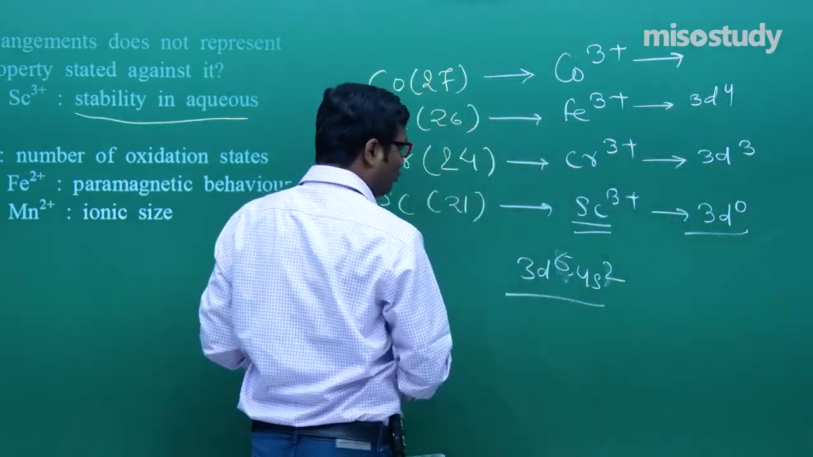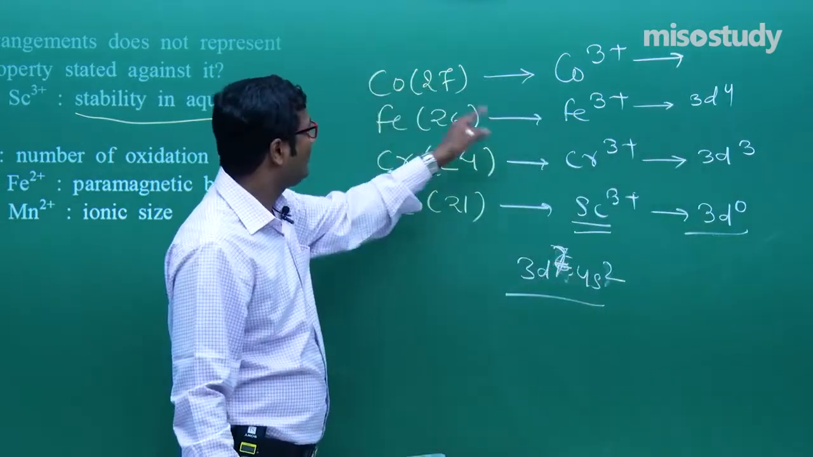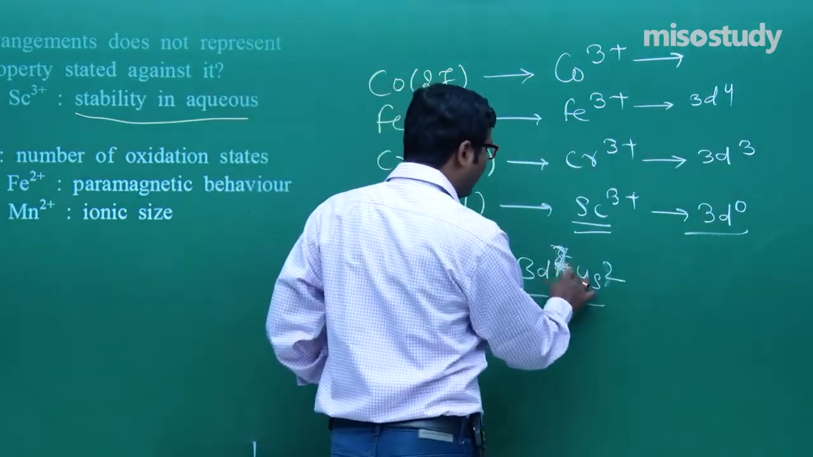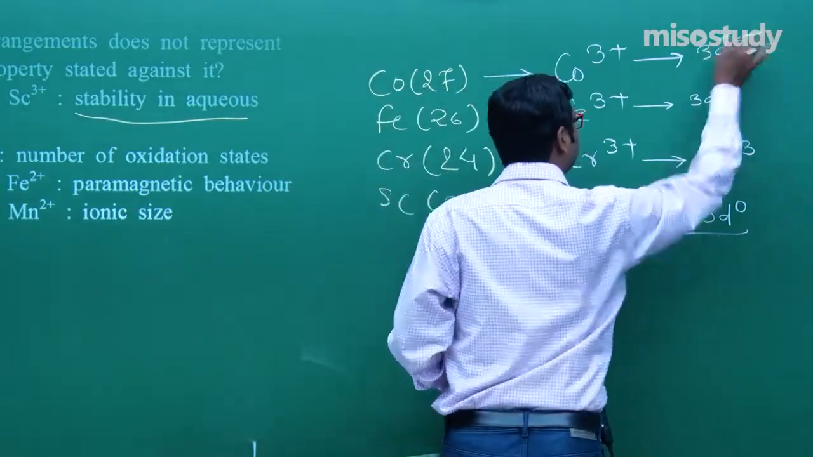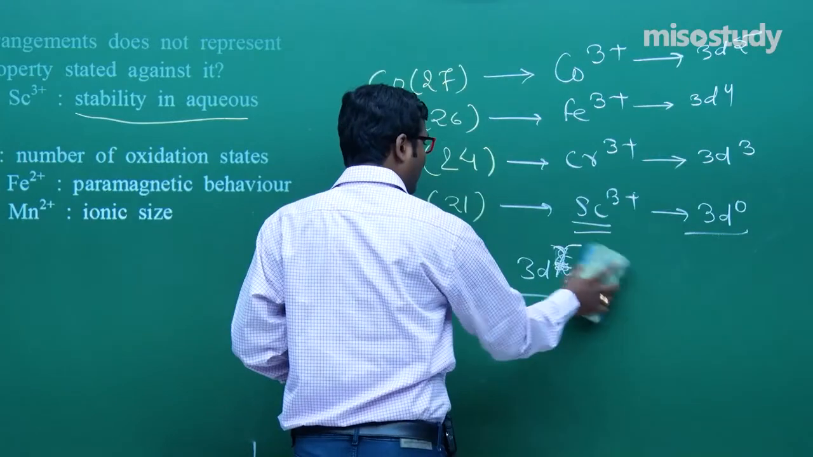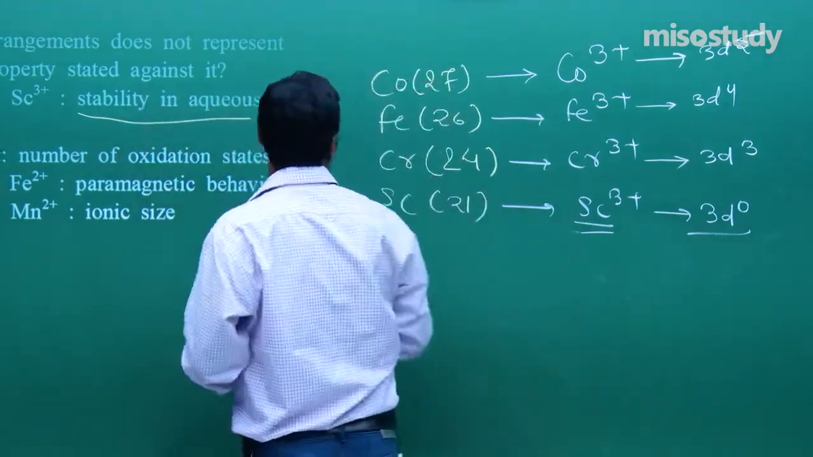If I talk about cobalt, what is the electronic configuration? 3d7 4s2. If it loses 3 electrons, then what will happen? It will give you 3d5. The electronic configuration is 3d5 outermost. Now look at what the question asks: stability in aqueous solution.